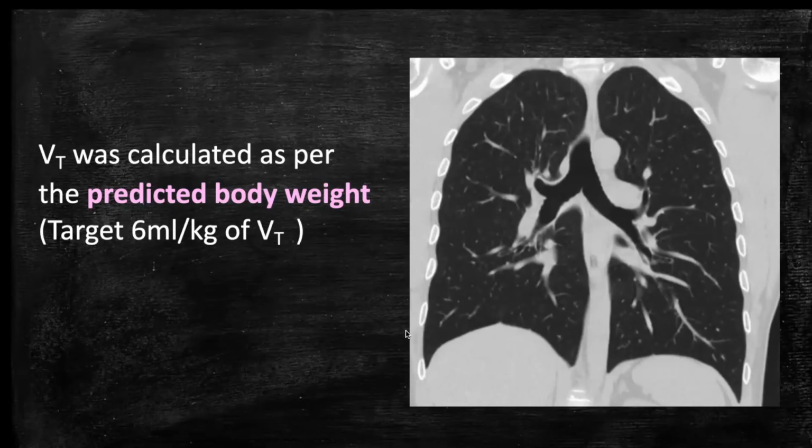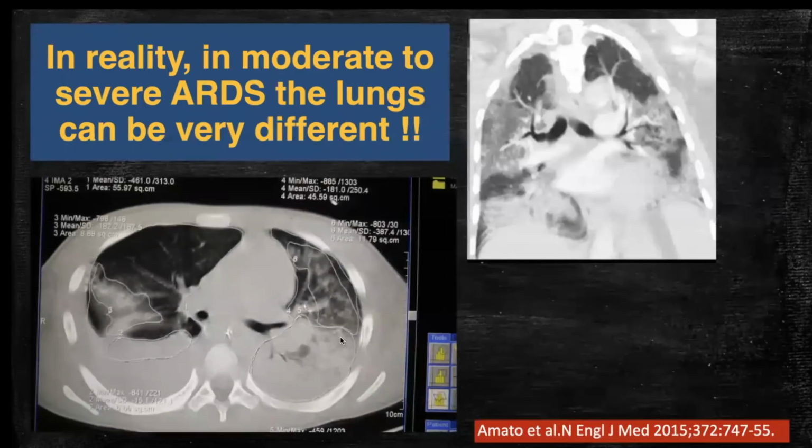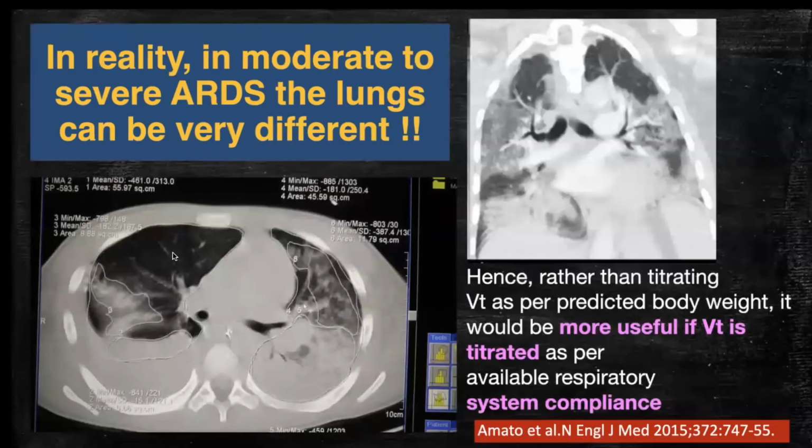So after that they started at 6 ml per kg tidal volume, hoping that this would reduce the mortality in all patients. However, in reality, in moderate to severe ARDS, lungs can be something like this, and a lot of lung can be atelectatic and completely consolidated, and very few parts of the lungs may actually be available to receive the tidal volume which you are giving. So even that 6 ml per kg tidal volume may actually be too much, because you may not have enough normal lung to receive that tidal volume.